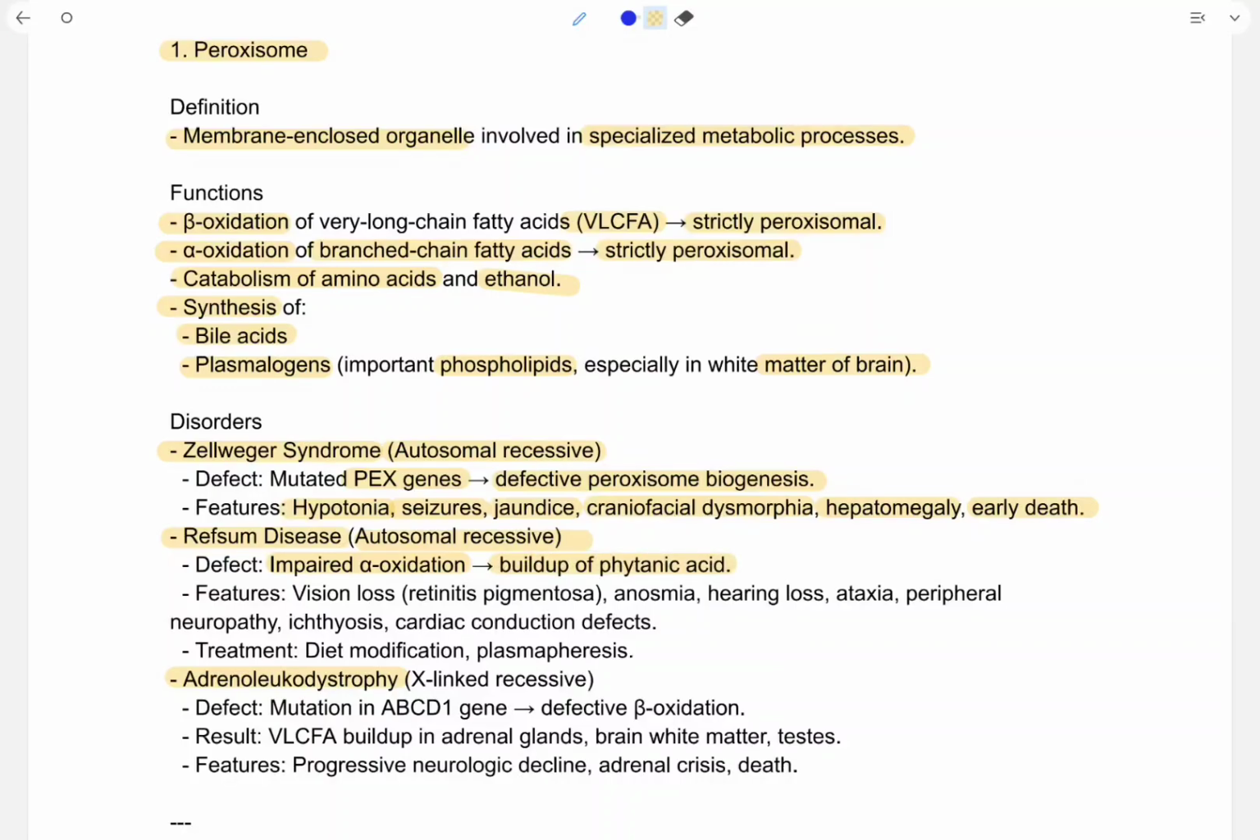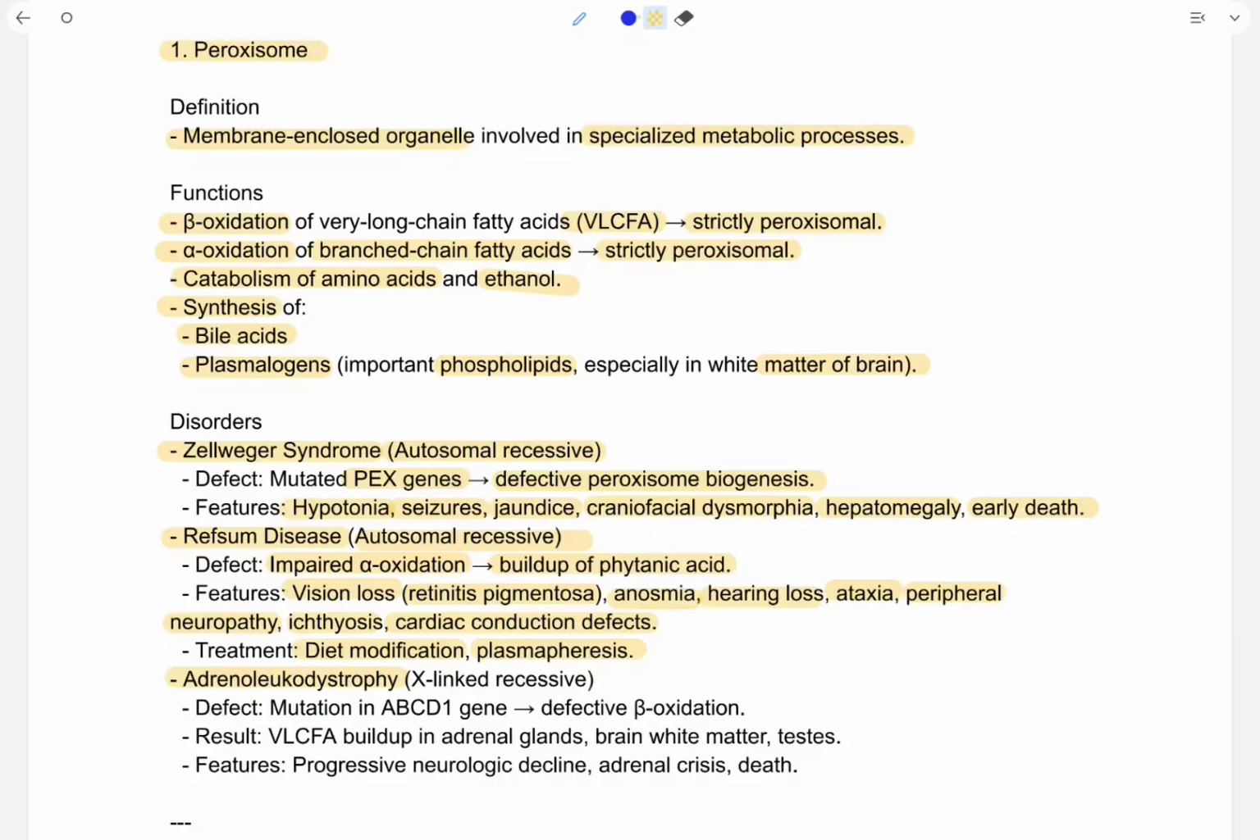Features of Refsum disease are vision loss due to retinitis pigmentosa, anosmia, hearing loss, ataxia, peripheral neuropathy, ichthyosis, and cardiac conduction defects. Treatment of Refsum disease is diet modification and plasmapheresis.